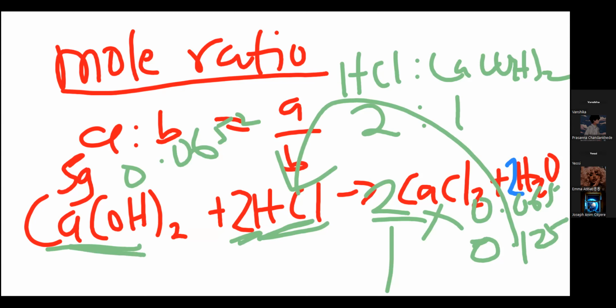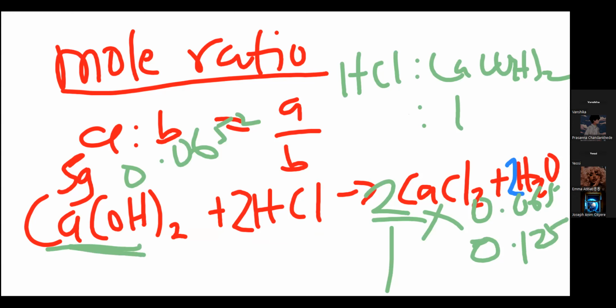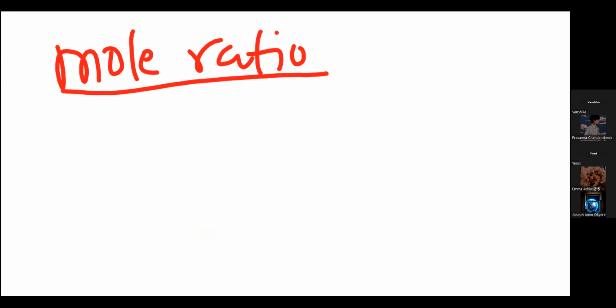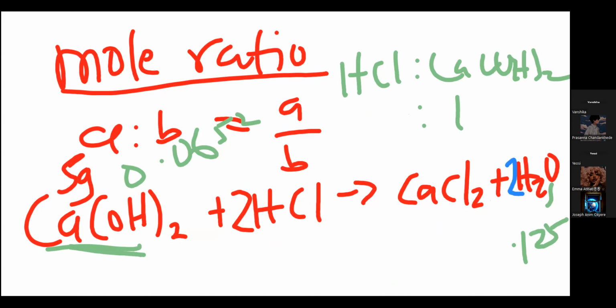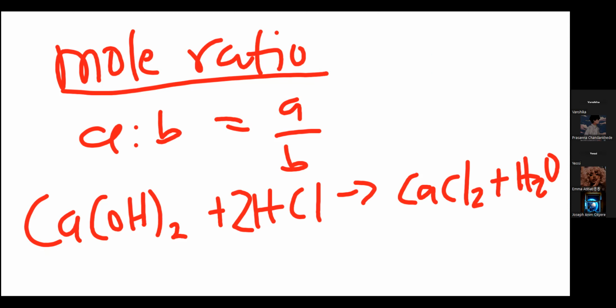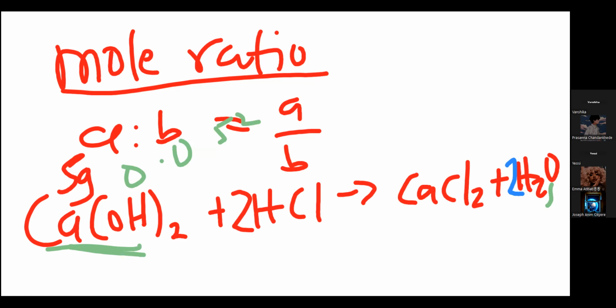So we can do the mole ratio for any substance. It can be calcium hydroxide and calcium chloride, or calcium hydroxide and water, or anything, any of the substances. You should be able to do the mole ratio for it. Now, I think if that is clear, let's move on.